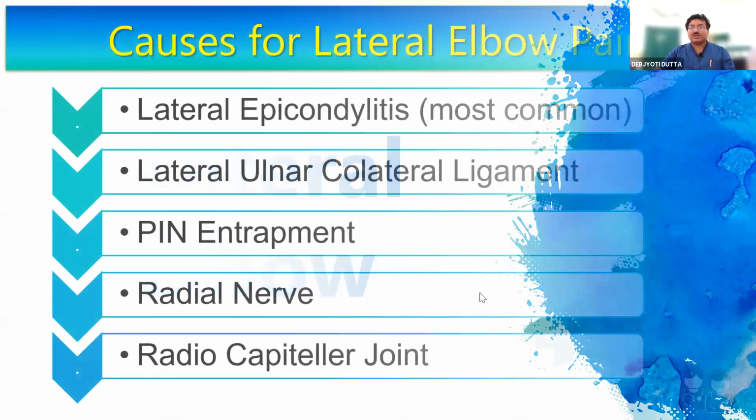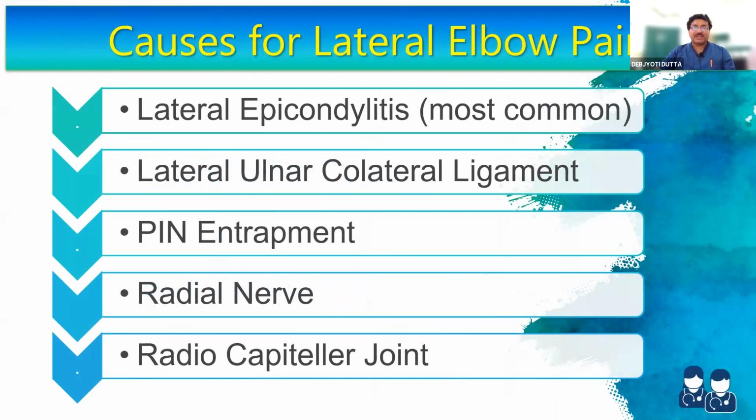Now coming to the lateral elbow joint. So lateral elbow, what are the common causes of lateral elbow pain? They are lateral epicondylitis, most common, and lateral ulnar collateral ligament sprain. There might be posterior interosseous nerve entrapment, which is the deep branch of the radial nerve. Today I will show you some part of the radial nerve. And this posterior interosseous nerve passes through another muscle here, what is the muscle?